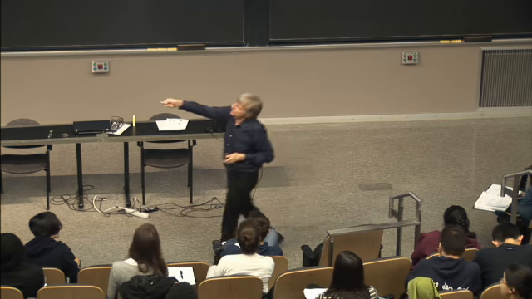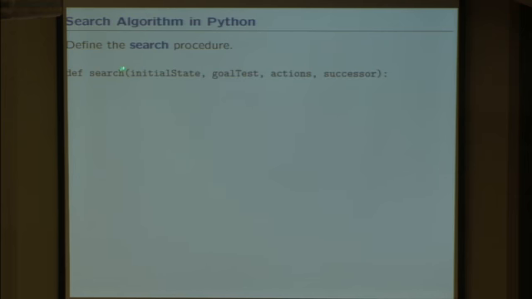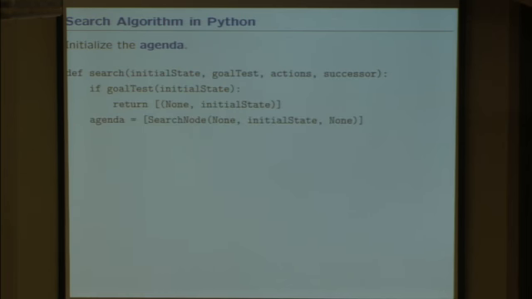So define the search procedure. The search procedure is something that's going to take the initial state, the goal test, the possible actions, and the successor procedure. That's everything you need to specify the problem. And it's going to return to me the optimal path. So first, step one, initialize the agenda to contain the start node. I want to put the start node in.